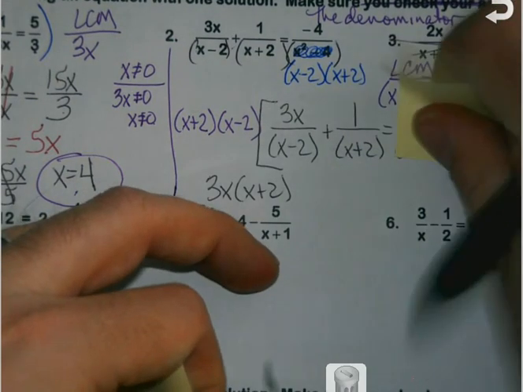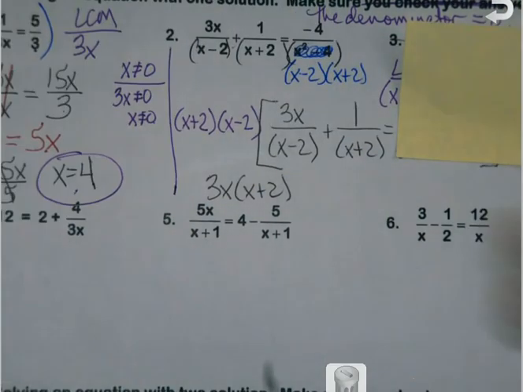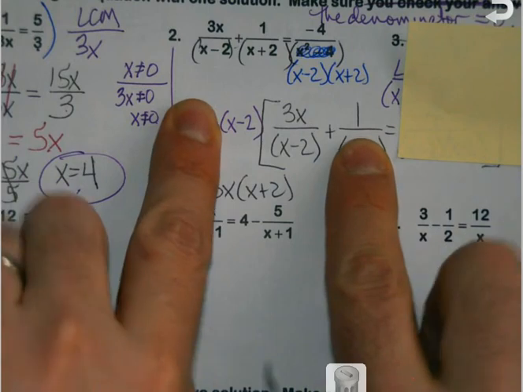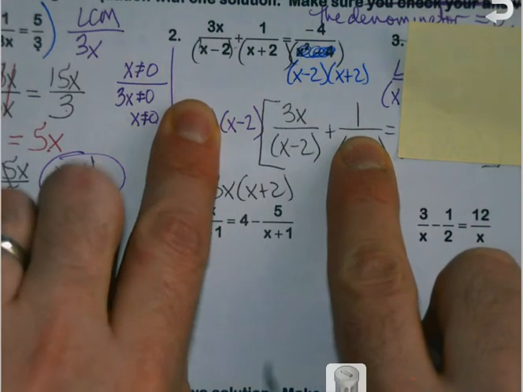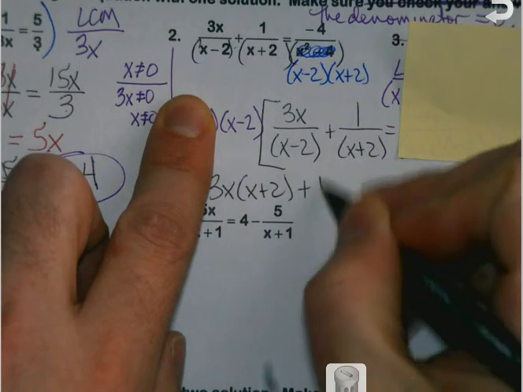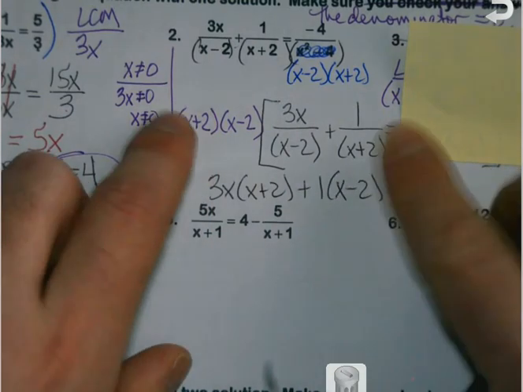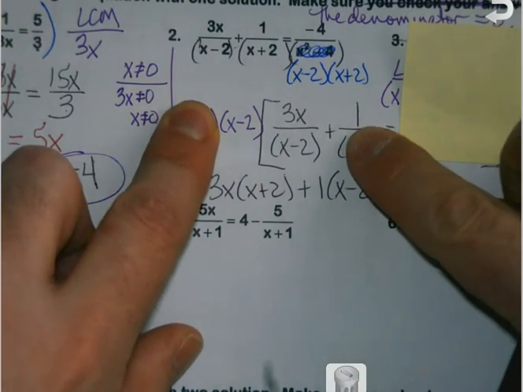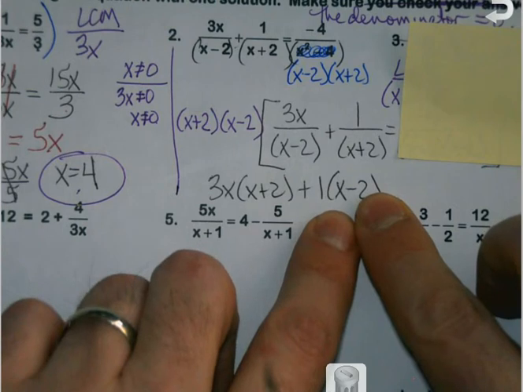So I move to the next fraction and I say, okay, well this time the x plus 2 is canceled. So whatever I see left of my LCM, the x minus 2, multiplies by what's already there. So I still see the x minus 2, I still see the 1. I get that done.